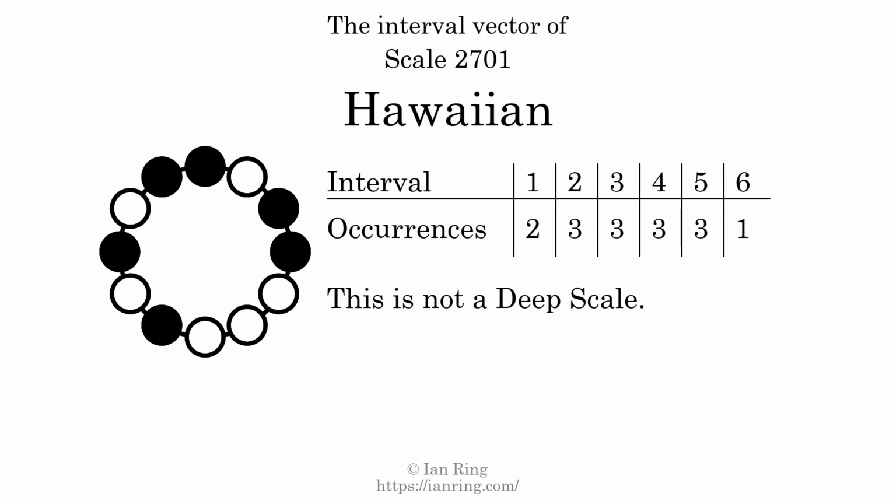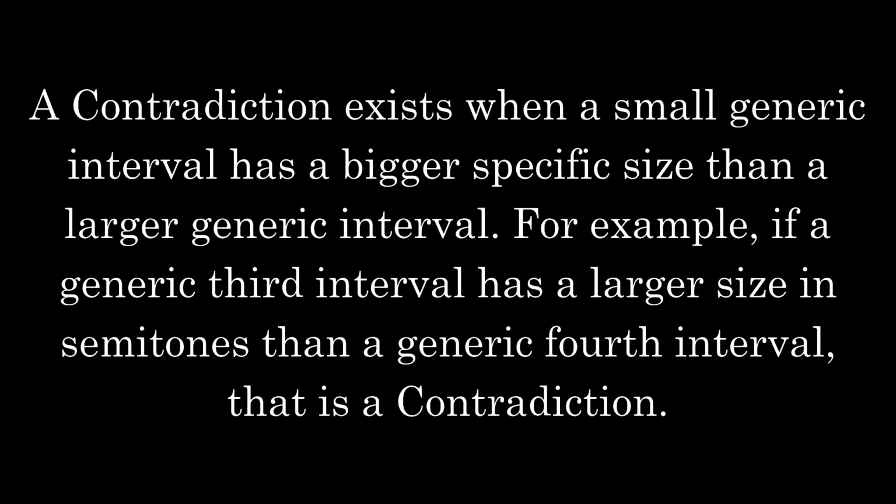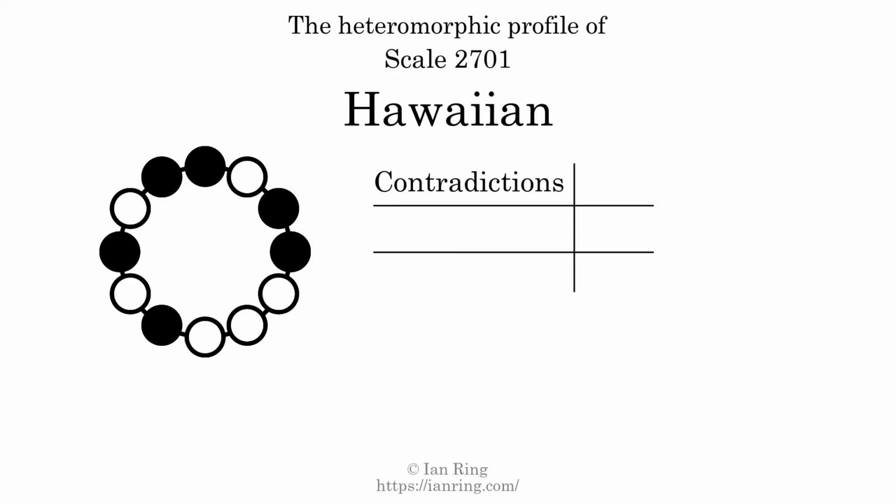a deep scale. Heteromorphisms are comparisons between every interval in a set. They can be classified as contradictions, ambiguities, and differences. A contradiction exists when a small generic interval has a bigger specific size than a larger generic interval. For example, if a generic third interval has a larger size in semitones than a generic fourth interval, that is a contradiction. The number of contradictions in this scale is 14.